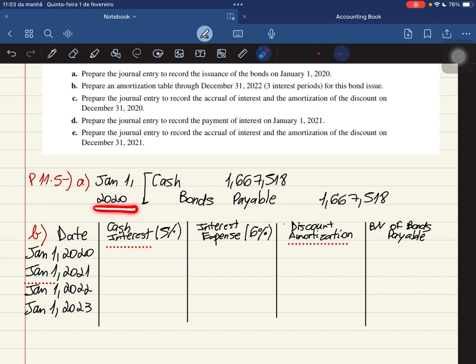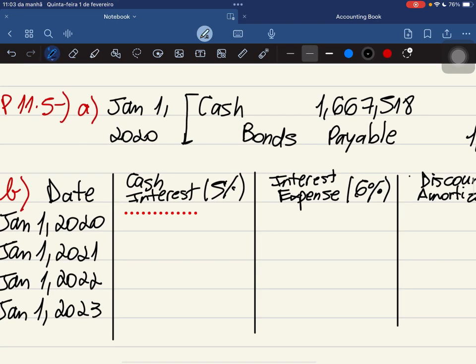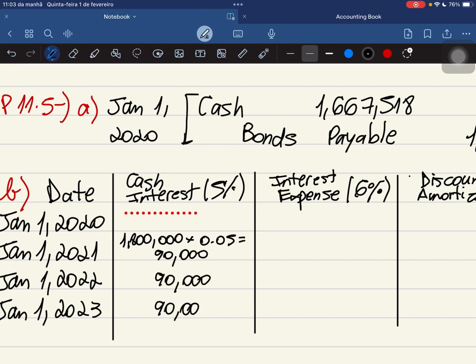Since the bonds were issued on January 1st of 2020, over here, the beginning book value is going to be our issuance price, right? Because at the beginning of that year, no interest has happened. So we're just going to repeat that. Okay, cash interest is the one that doesn't change. So for this one, we always use the face value. Over here it is 1,800,000 times this percentage. That gives us 90,000, and this is going to be the same value for all of the following years.